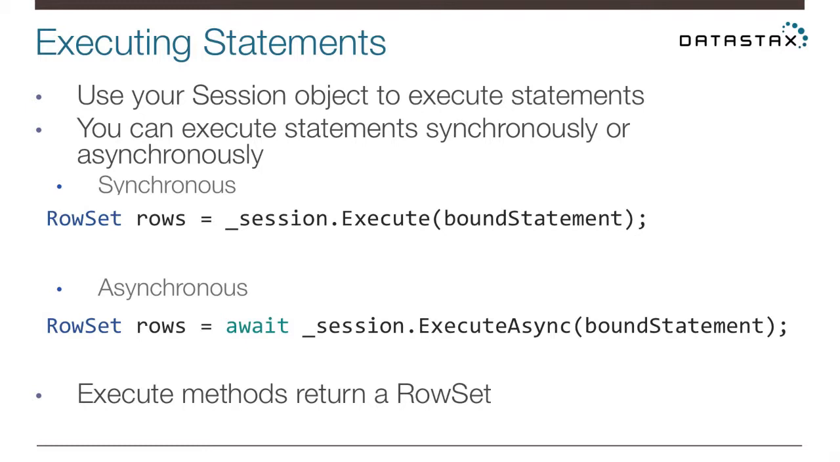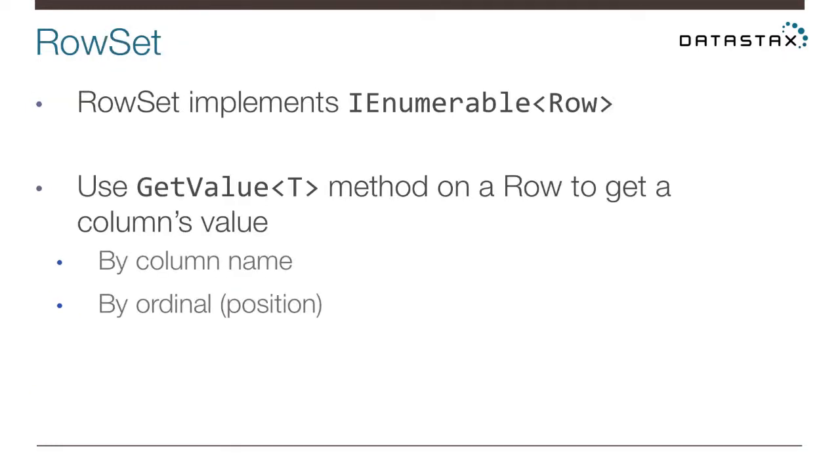So what is a row set? A row set implements IEnumerable<Row>. If you're a .NET programmer at all, you're probably very familiar with the IEnumerable<T> interface. It's all over the place in the framework, right? IEnumerable<Row> means we can iterate over it. We've got a collection of rows essentially that we can iterate over. On an individual row, we can use the GetValue<T> method to get a column's value.